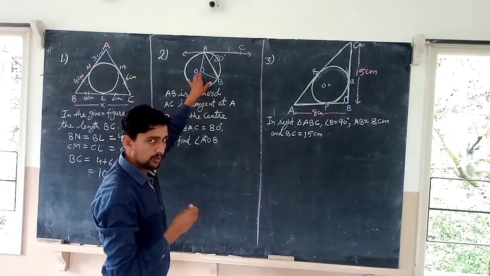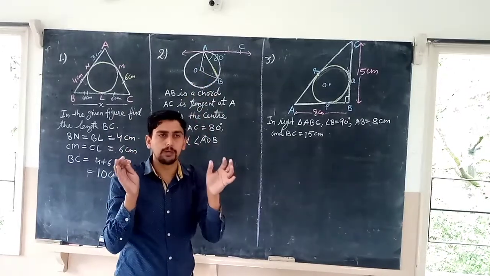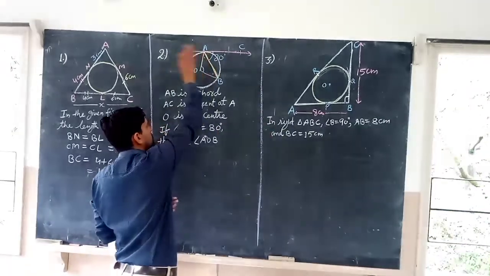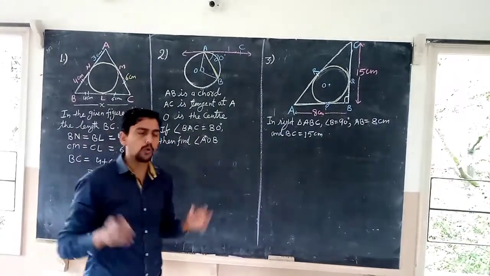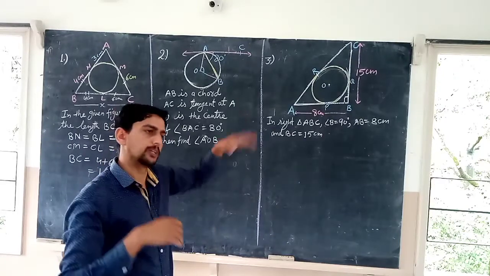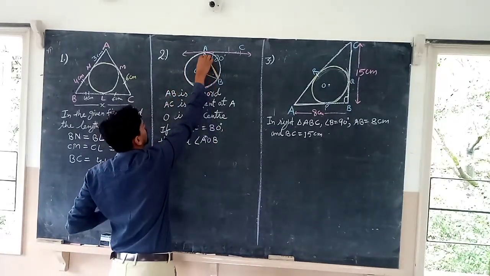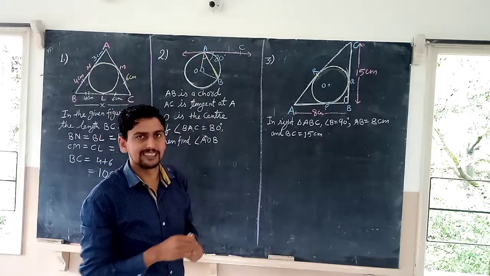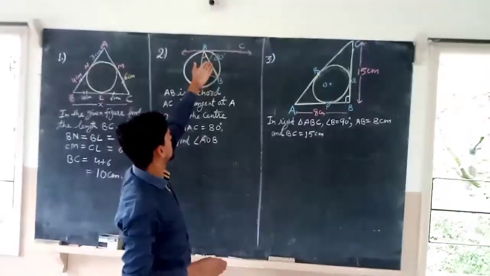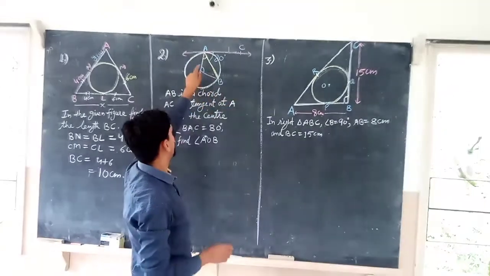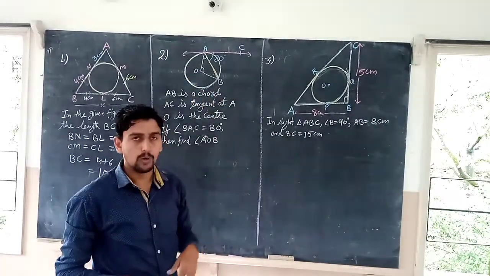What you have to find out, and to find out that, what all information you need, you have to derive from the given information. That all you will need to derive from the given information, right? So now, how can we find out this angle? First you have to think, how can we find out this angle? Because we are given angle BAC is 80 degrees, and we want to find out this angle.